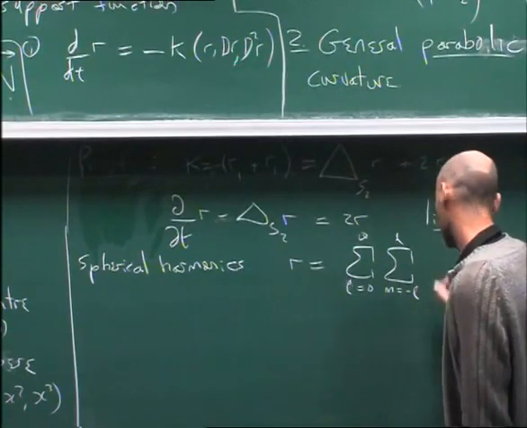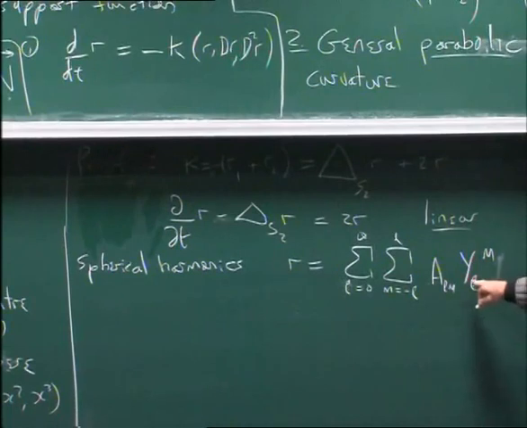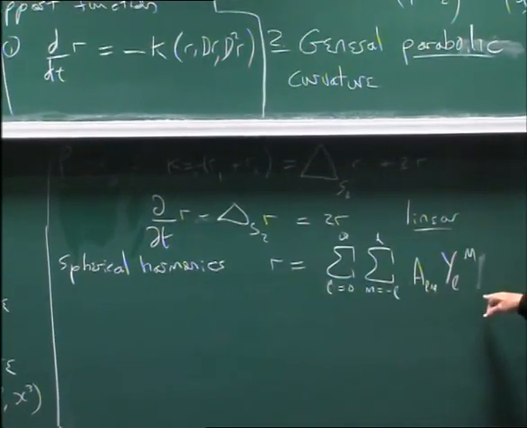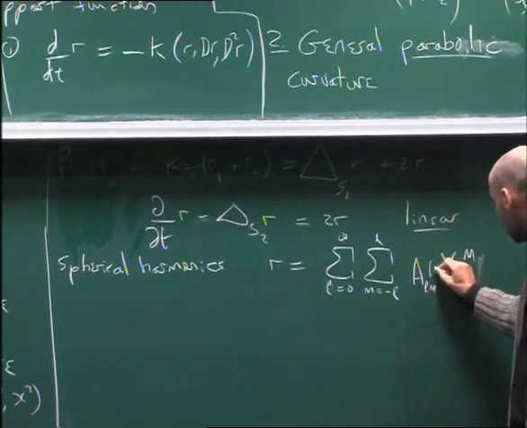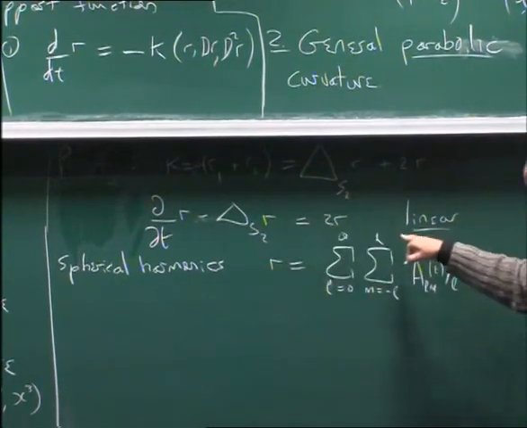And then we've got your constants, let's call them A_LM. So we write our function on the sphere in terms of spherical harmonics, and now the coefficients become functions of time, and so you can actually flow this, you can explicitly solve this equation.